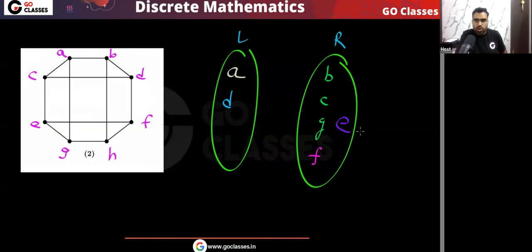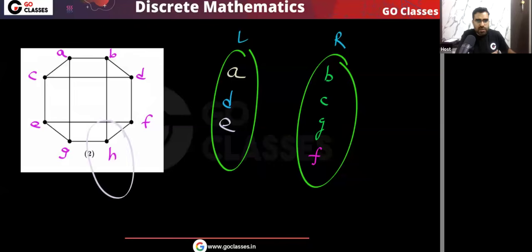Next, this vertex E. Tell me, what about the vertex E? This vertex E I cannot put here because you can see CE, they are adjacent. So vertex E I cannot put here. Let me put vertex E here. Is everything fine? Yes, everything is fine because you can see AE, they are non-adjacent. What about DE? They are non-adjacent. So everything is fine.